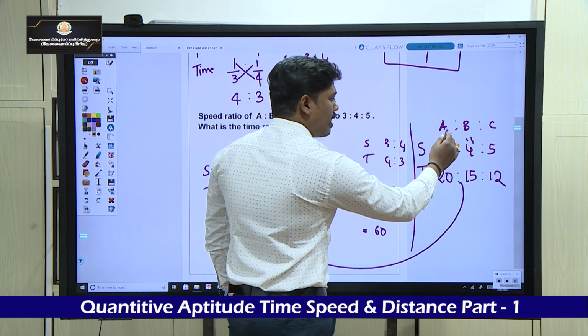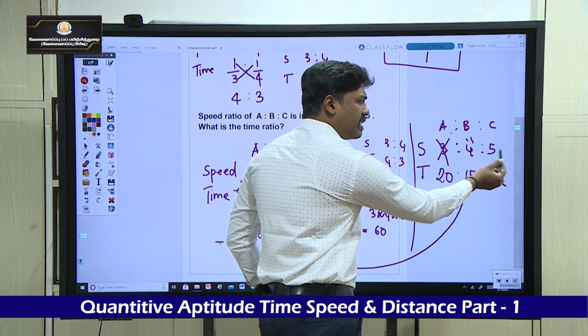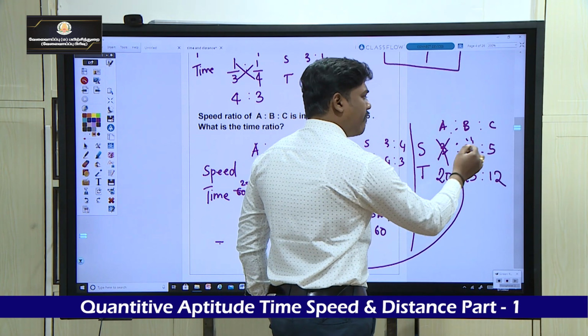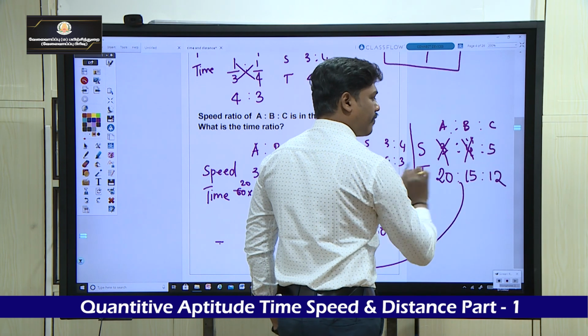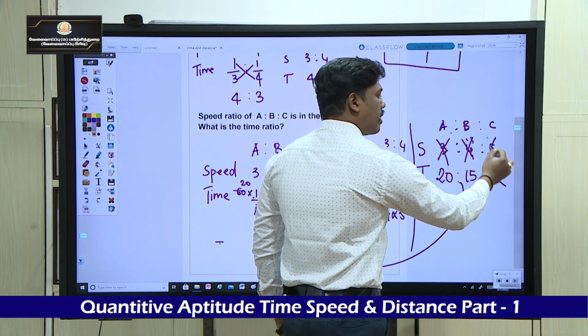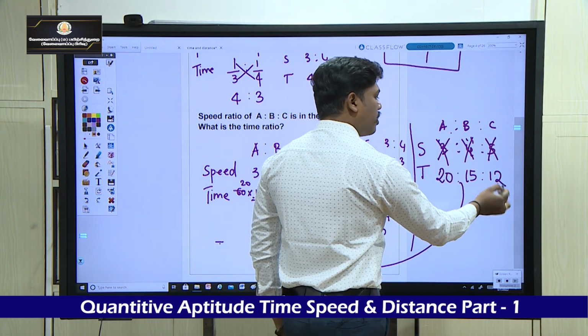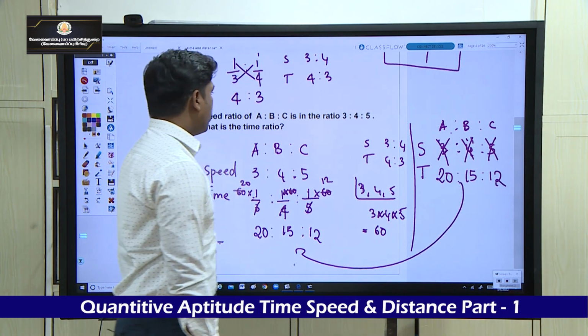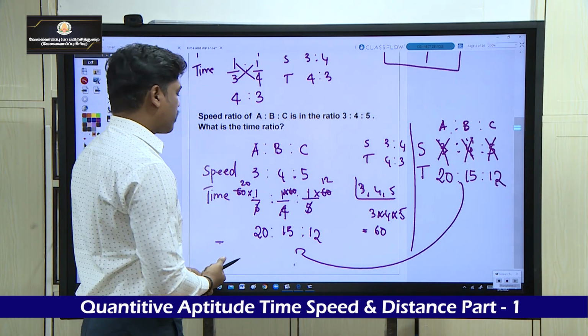To get the value of A, hide A and multiply B and C. To get B, hide B and multiply A and C. 3 into 5, 15. To get C, hide C and multiply A and B. 3 into 4, 12. Okay. That's how we calculate the speed ratios and time ratios.